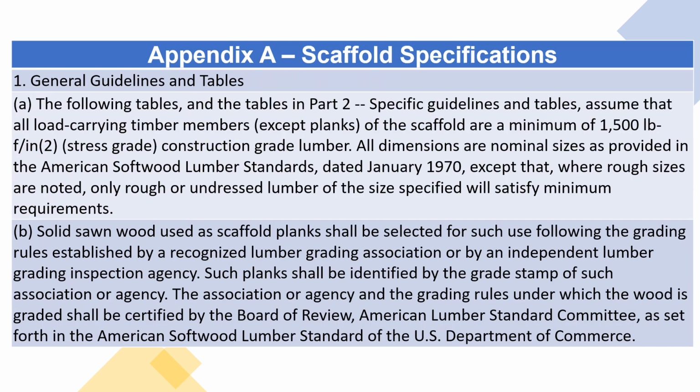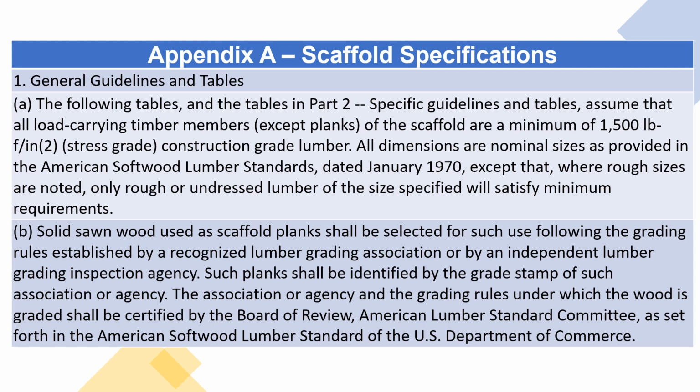1. General Guidelines and Tables. A. The following tables, and the tables in Part 2, specific guidelines and tables, assume that all load-carrying timber members, except planks, of the scaffold are a minimum of 1,500 lbf/in.² stress grade, construction grade lumber. All dimensions are nominal sizes as provided in the American Softwood Lumber Standards, dated January 1970, except that, where rough sizes are noted, only rough or undressed lumber of the size specified will satisfy minimum requirements.